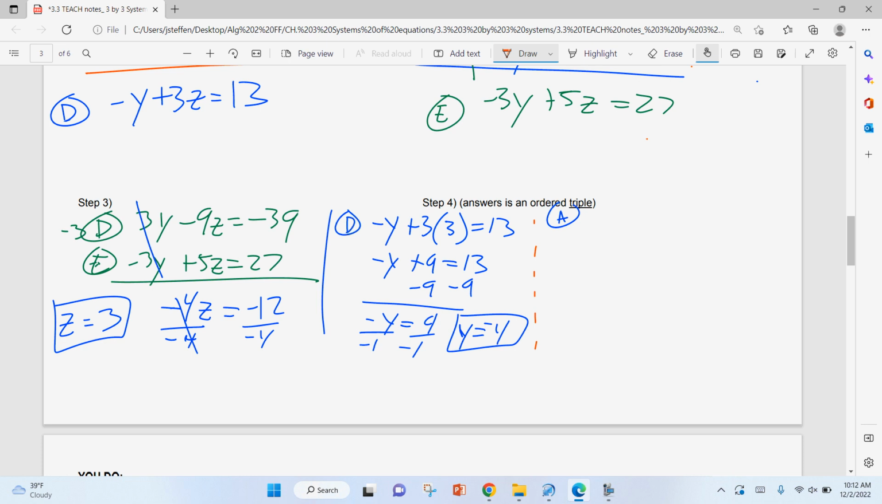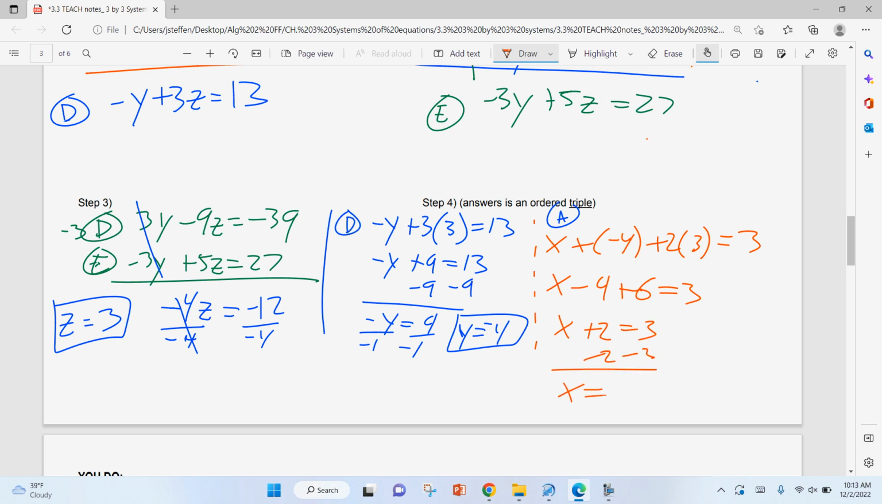And equation A is on the floor. My x plus my y, which is -4, plus 2 times my z is 3. That's what we found in step 3. Equal to 3. And now we can solve that for that x. x minus 4 plus 6 is equal to 3. Combine -4 plus 6. You're not canceling those. I'm not adding 4 to the 6. It's not 10. -4 plus 6 is positive 2. Subtract 2, you get x is equal to 1.